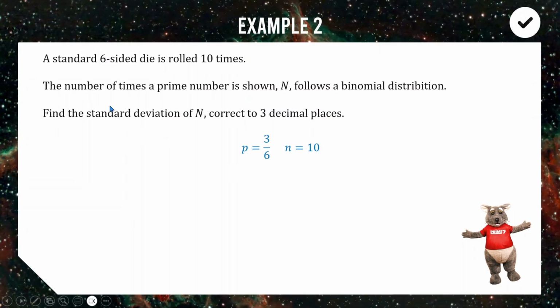To find our standard deviation, we first of all need to find our variance. So we're going to use our variance formula, np times 1 minus p.